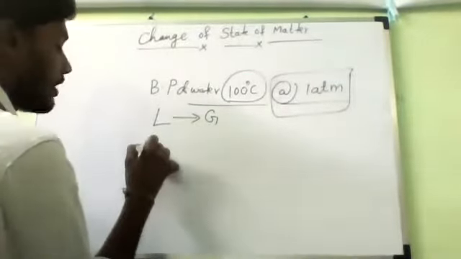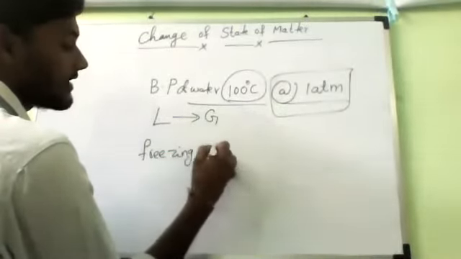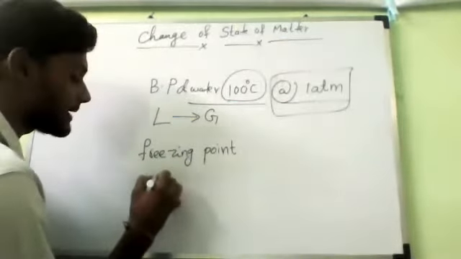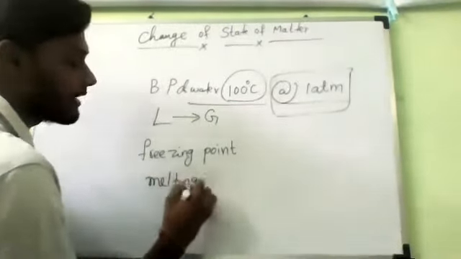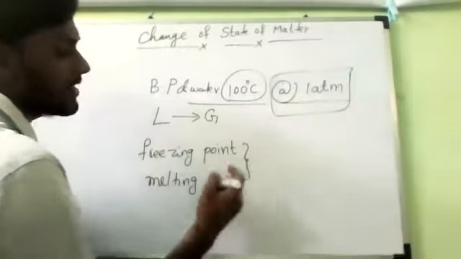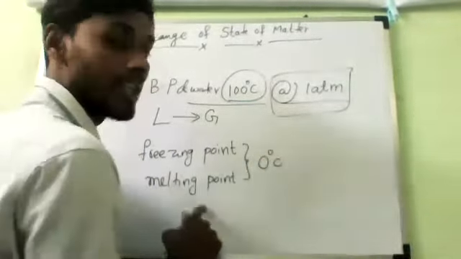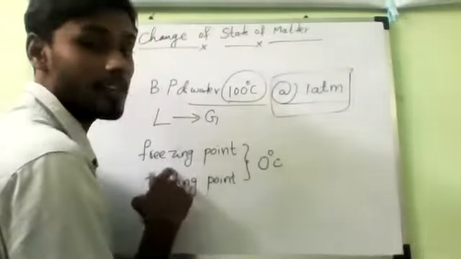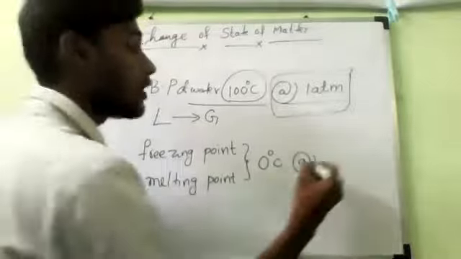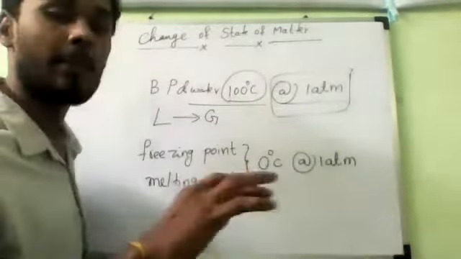Suppose I ask you the freezing point. Freezing point means where the water converts into ice. Or if I ask you the melting point, where the ice converts into liquid water. So what will you say? Freezing point and melting point are both the same, that is 0 degrees Celsius. More than this, liquid state. Less than this, solid state. At what? At 1 atm. This is the perfect definition. If you say just 0 degrees Celsius, it is an incomplete definition.